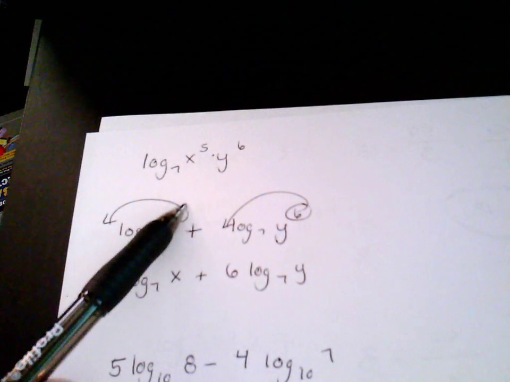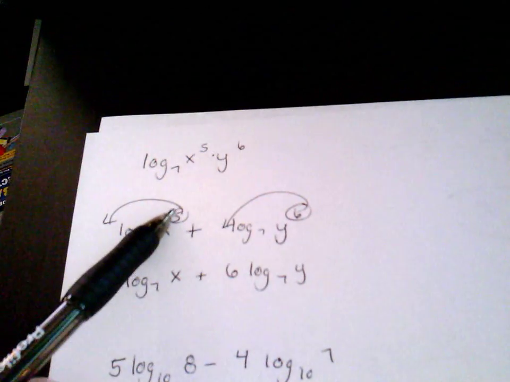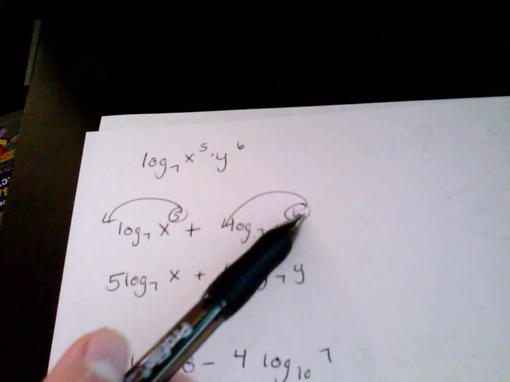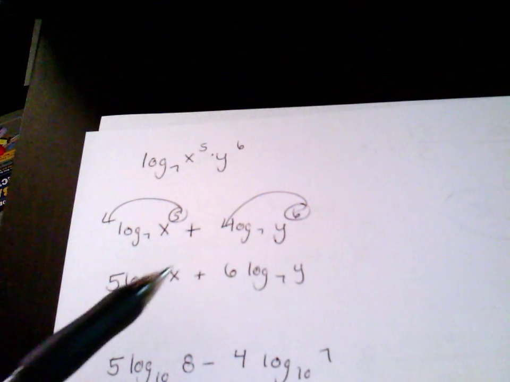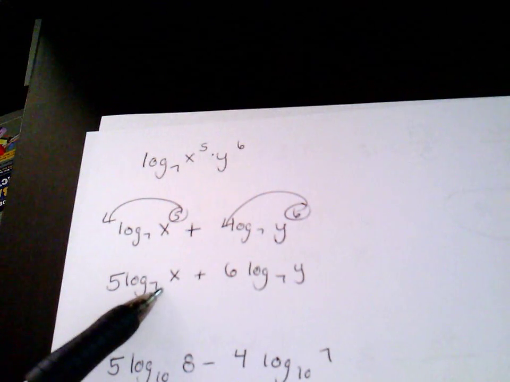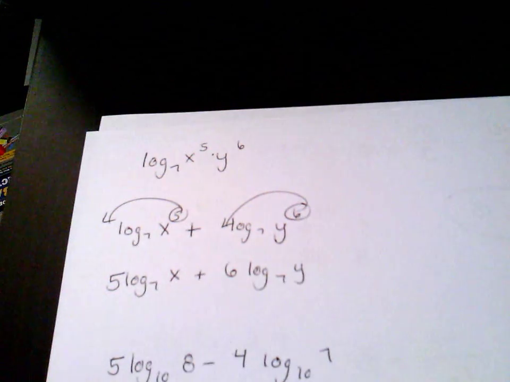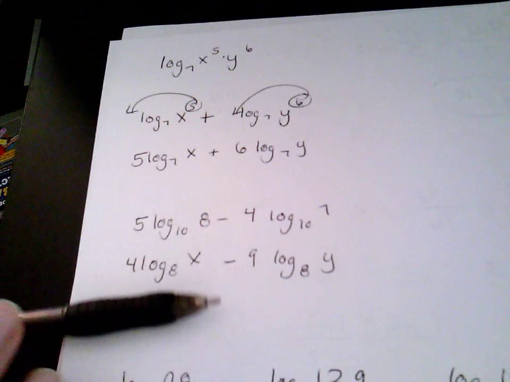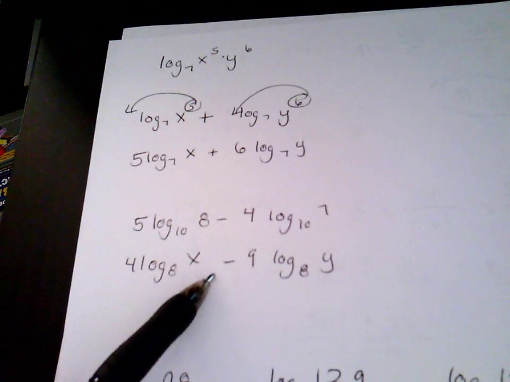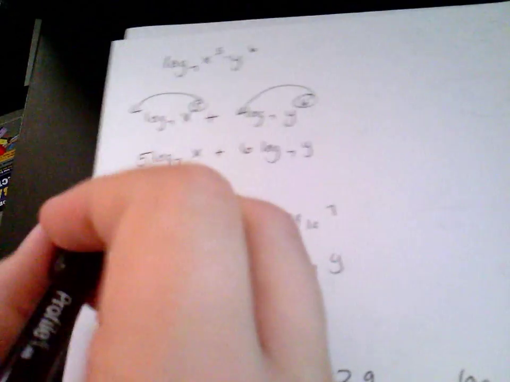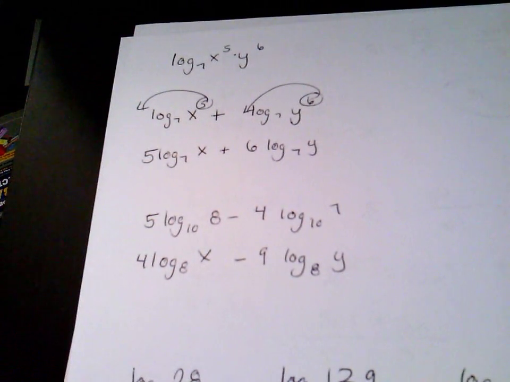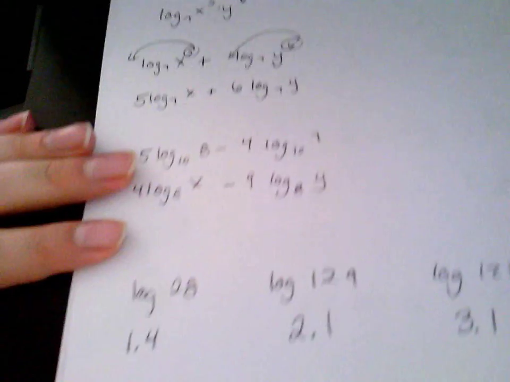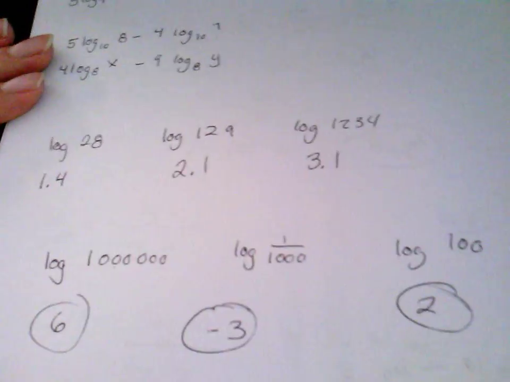Now, whenever you have an exponent, you have to bring it in front of the log. Exponent in front of the log. Okay, so it just becomes 5 log 7 of x plus 6 log 7 of y. Now, since the other ones were just division instead of multiplication, same idea. Alright, this should be your next one, and this should be your answer to the one after that.